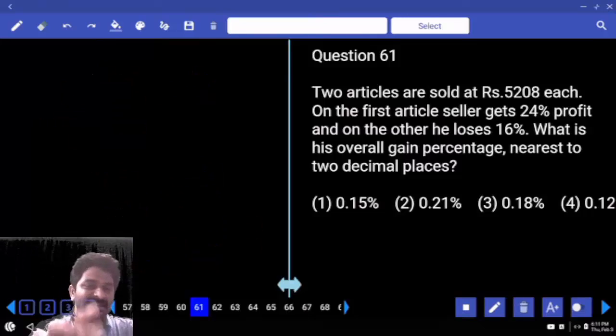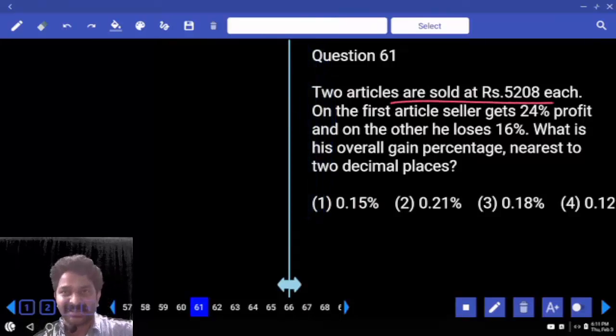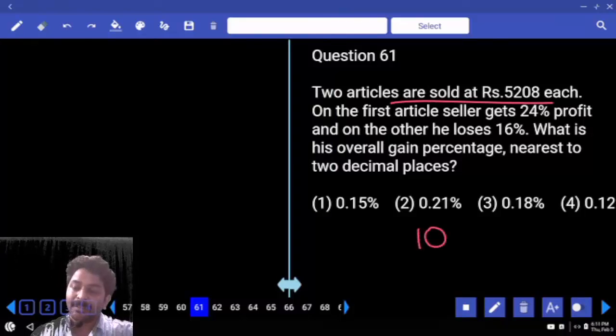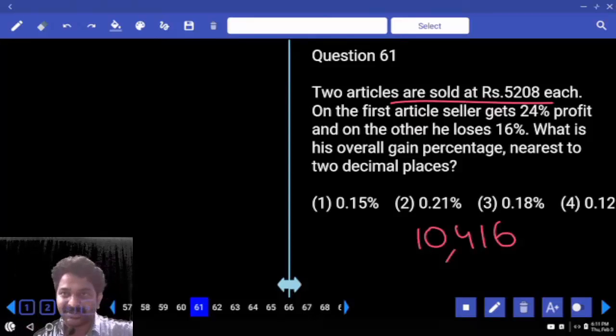So this question takes time. So sold, that means selling prices are the same, correct? Overall selling price for both items together is 10,416. For each item it is 5208.